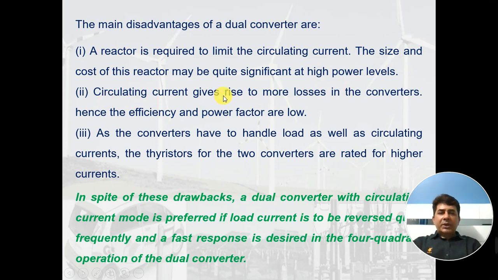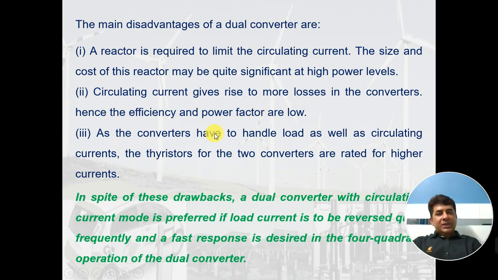Second is circulating current. If circulating current is developed in between the two converters, that means there is one current which is just circulating and it is not contributing to the output. So if this circulating current keeps on circulating without giving any output, somewhere this current is creating losses. So this circulating current creates losses which lowers the efficiency and the power factor.